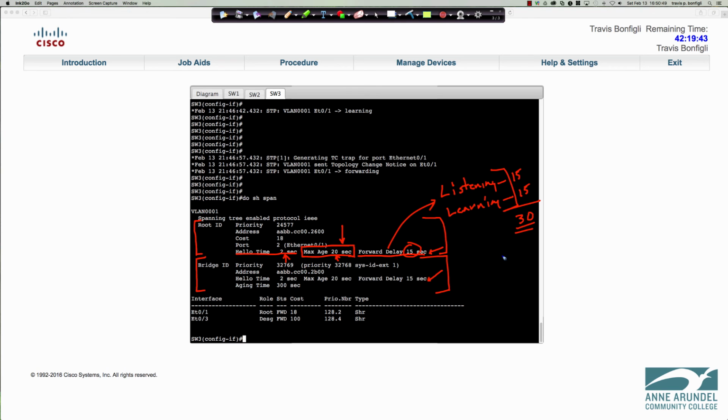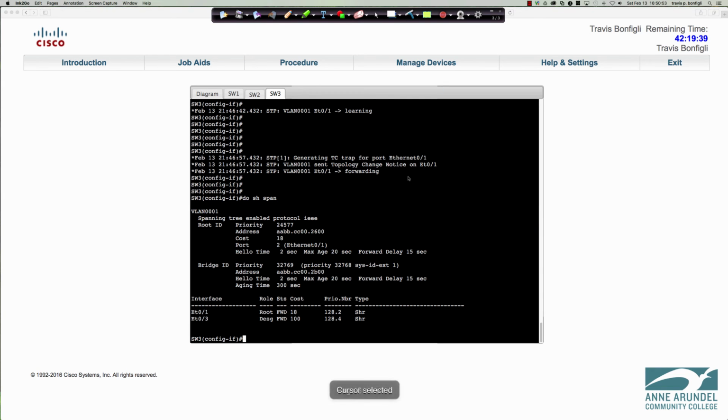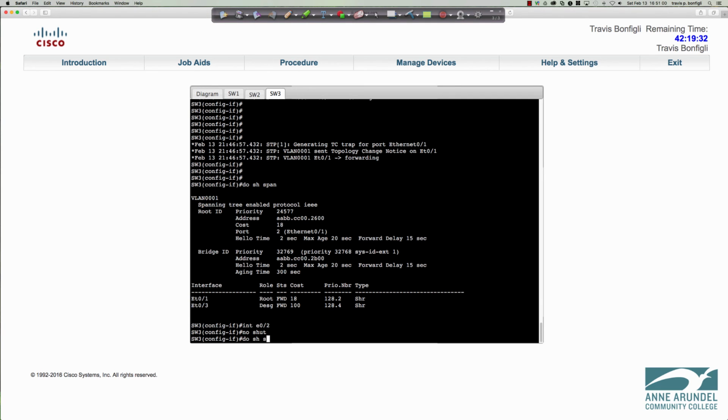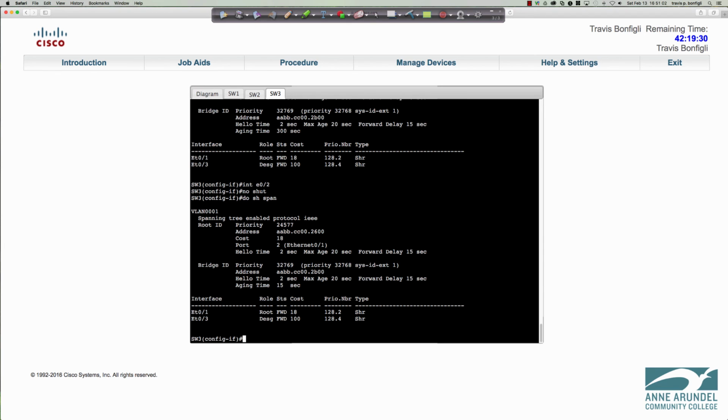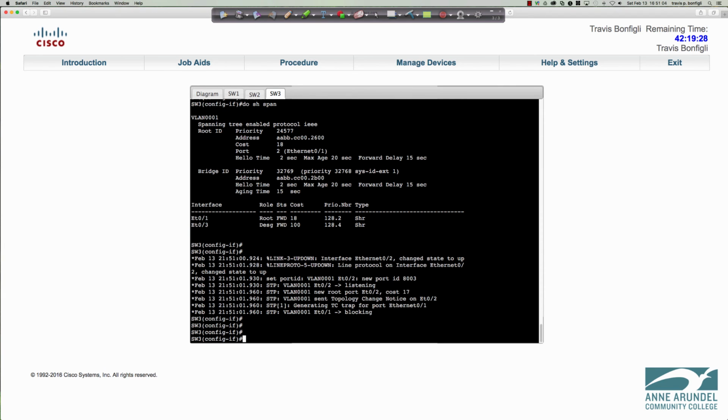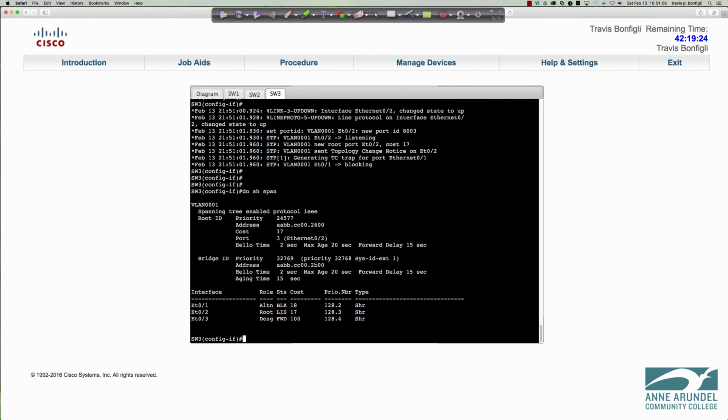So now what we're going to do is unblock, or I should say no shut, Ethernet 0/2. So interface Ethernet 0/2, we're going to say no shut, do show span. We should see some debug information here. And there we go. You can see that it's going into listening. Ethernet 0/1 went into the blocking state immediately.